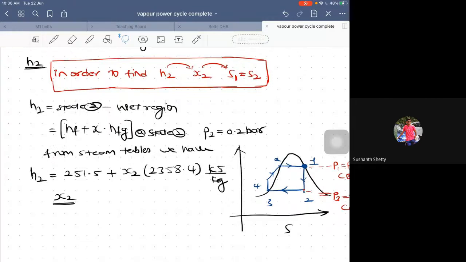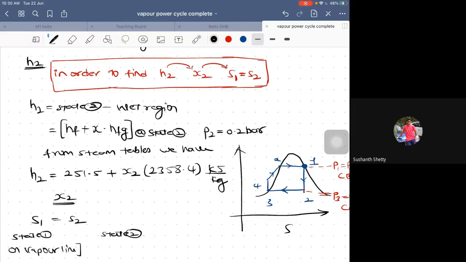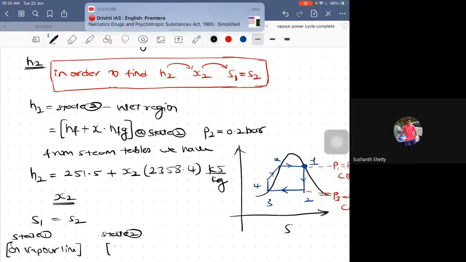We have to always correlate entropy, that is S1 is equal to S2, since state 1 to state 2 is an isentropic process. Entropy remains the same. Fine. So S1 is in state 1 and S2 is in state 2. Now, state 1 is on the vapor line and state 2 is on where? Where is state 2? Wet region. So wet region.